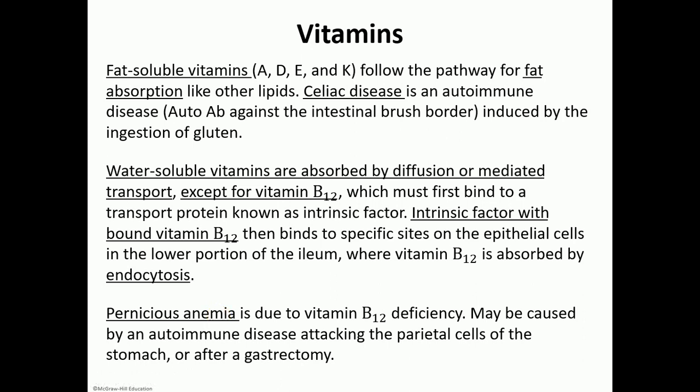another example of autoimmune disease where the body now makes antibodies against its own parietal cells, or maybe that patient got a gastrectomy for a possible cancer, for example, that they had gastric cancer or stomach cancer. They had to remove the stomach, so now they've lost all of their parietal cells and they've lost their intrinsic factor.